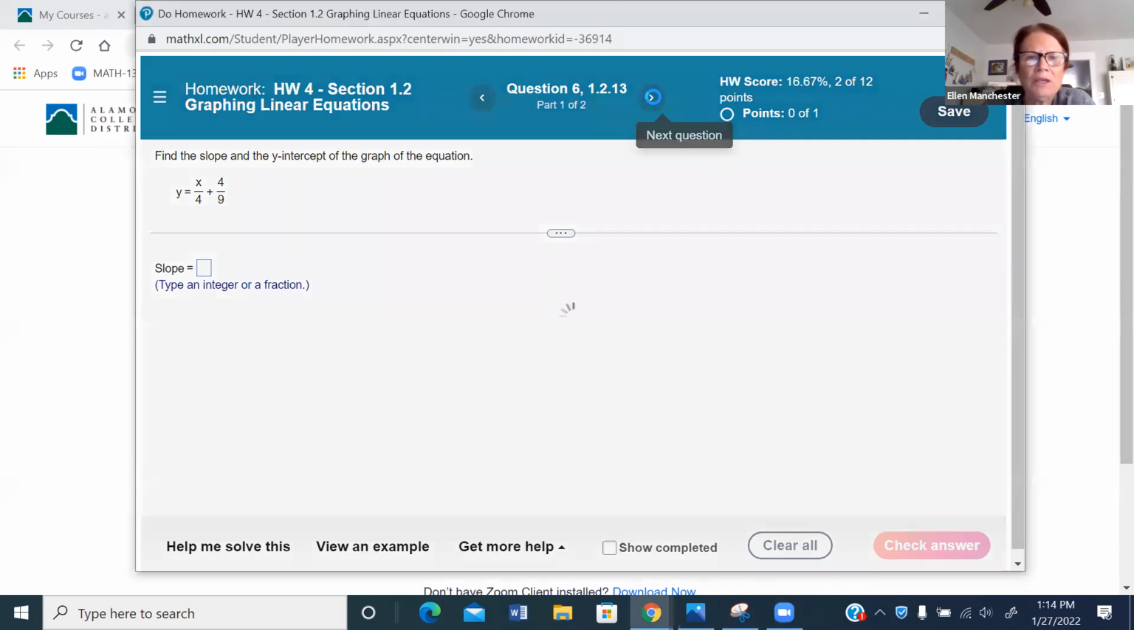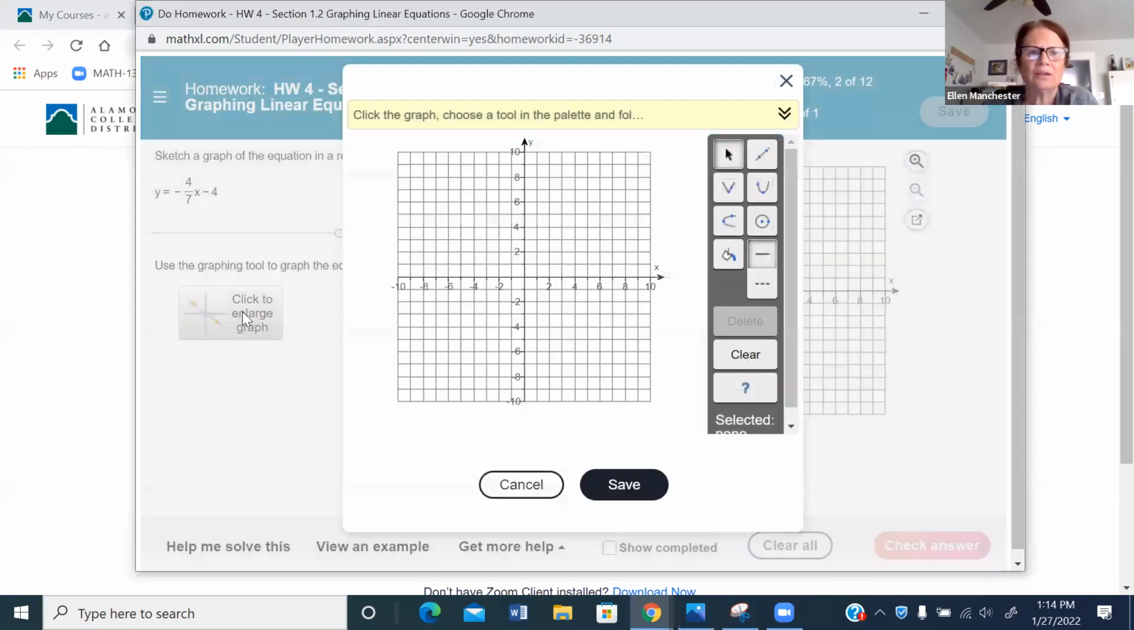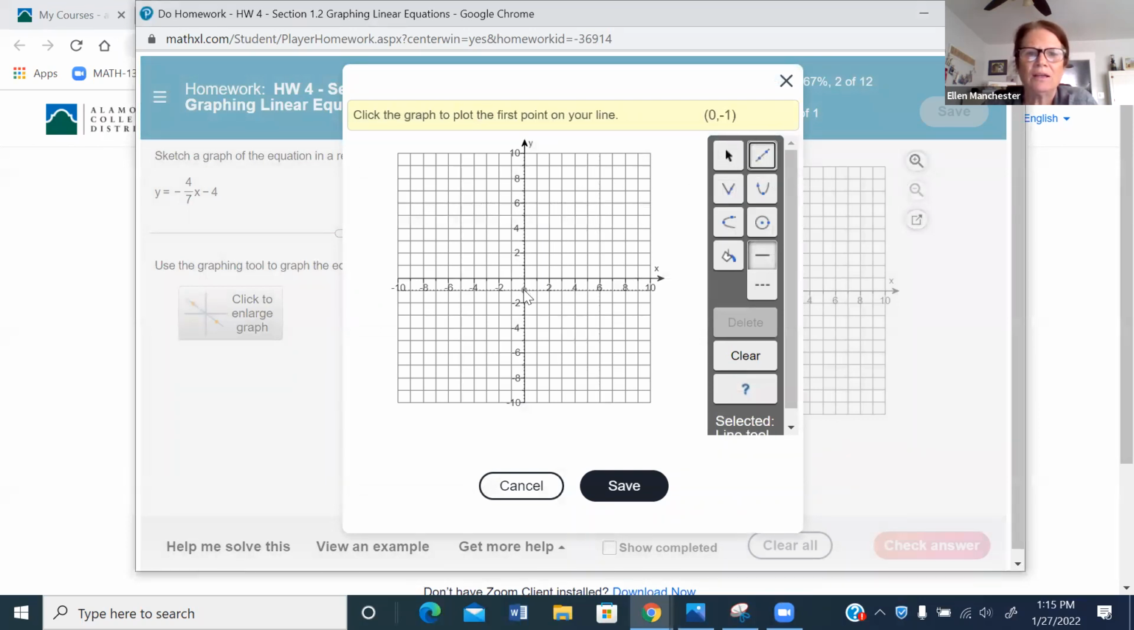Okay, let me get to the next one that we wanted to work with. So again, here is your equation of a line in slope-intercept form. It's already set. So I'm just going to walk through this. I click to enlarge. I pick up my line tool. I have a y-intercept of -4, and I notice up in the top right corner in the yellow, 0, -4. So I know I'm at the right spot. I click. Now I'm going to go up 4, 2, 3, 4, and over 7.